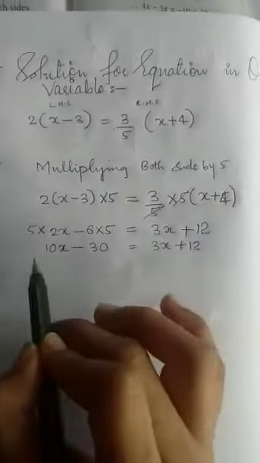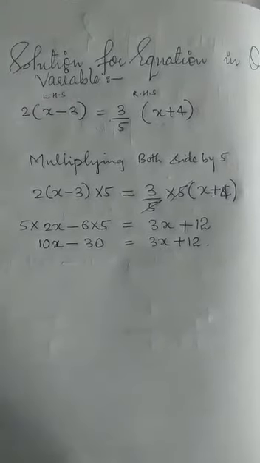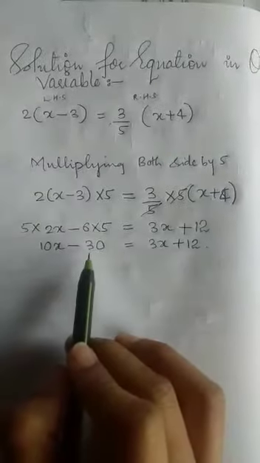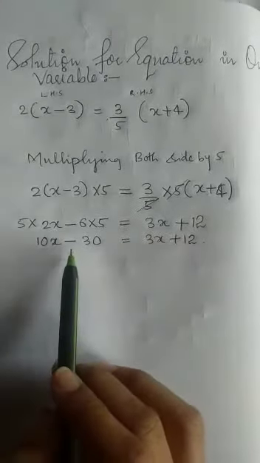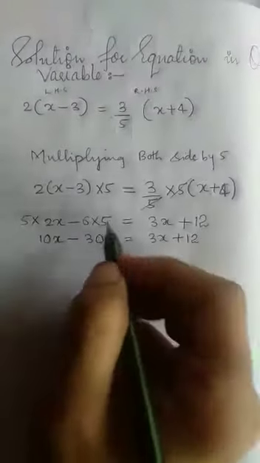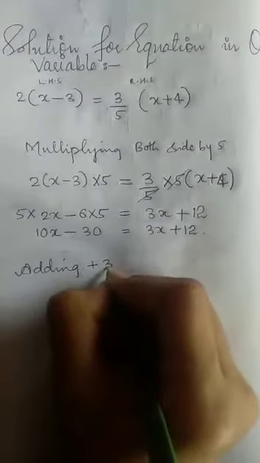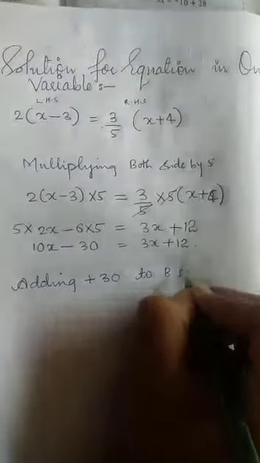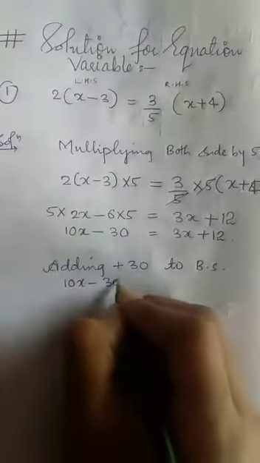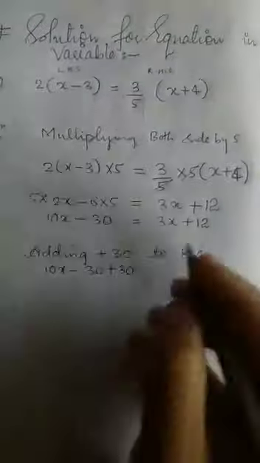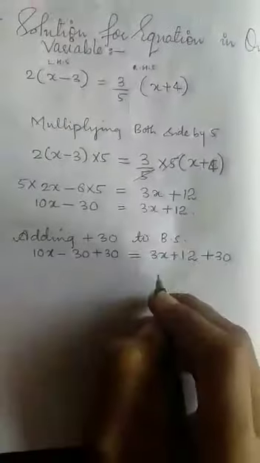Now tell me, this is the equation in one variable, addition and subtraction is there. Now what will be the next step? Can you see that this 30 is given with the minus sign? To continue, we have to take the same number with the opposite sign. Am I right? We saw this kind of example yesterday. See, adding plus 30 to both sides. Now how to add it? 10x minus 30 plus 30, this is the left hand side, is equal to 3x plus 12 plus 30. This is the right hand side.